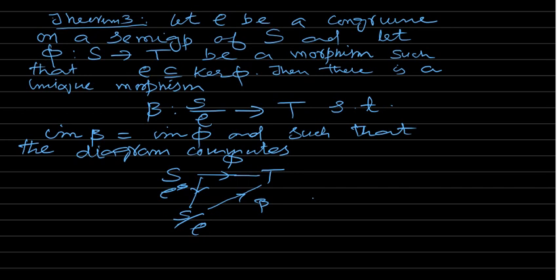Then this will get a map from S over kernel of phi to T, beta, we will get, which we got in the previous theorem as alpha, S over kernel of phi to T. So it's some sort of generalization of theorem number 2.